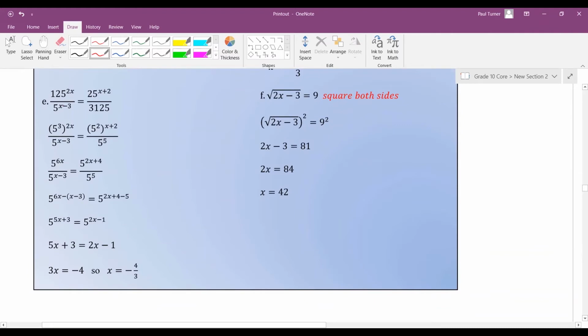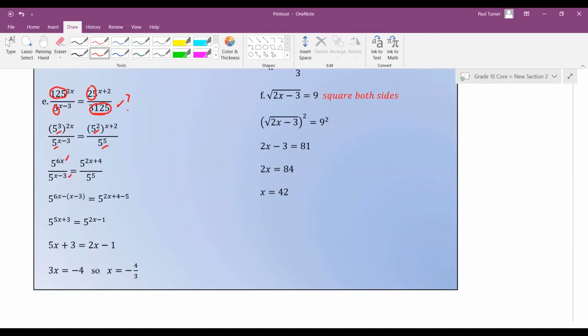What I did, I tried to simplify everything. And notice everything can be written as power 5, even 3125. That might be hard to remember, but if these three can be made power 5, probably this one as well. So you should check with your calculator. And 5 power 5 is 3125. So 125 is 5 cubed. 5 is 5. 25 is 5 squared. 3125 is 5 power 5. So then I had 2 3s is 6x, x minus 3.